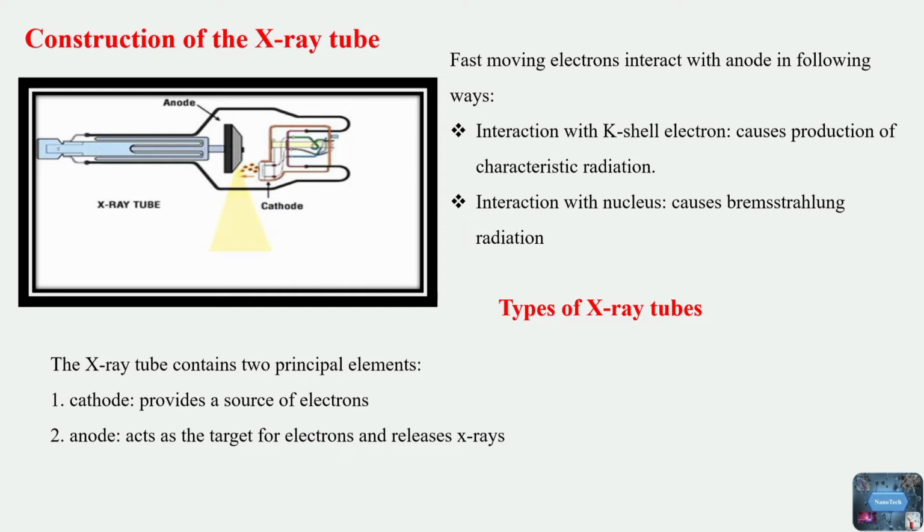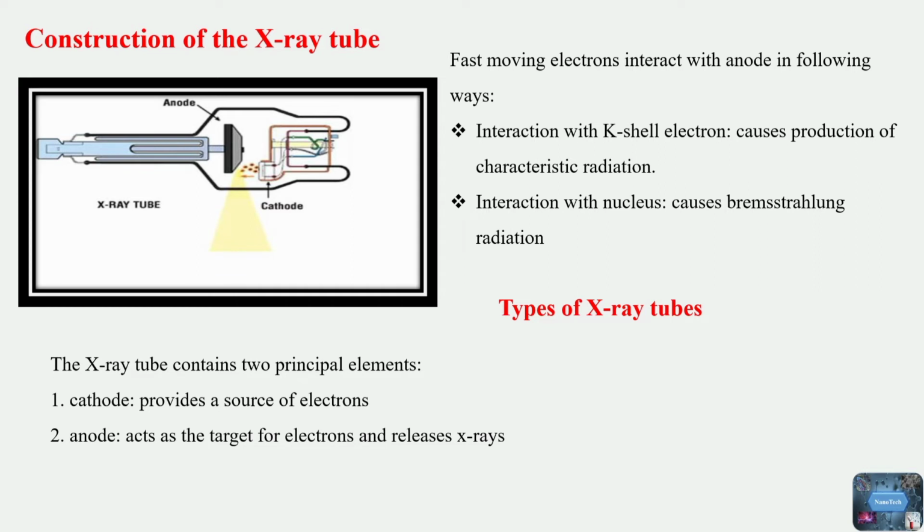The quality and the quantity of the X radiation are controlled by adjusting the electrical parameters: voltage or the potential applied to the tube, current that flows through the tube, and exposure time, usually a fraction of a second. Types of X-ray tubes. There are two major types of X-ray tubes: 1. Rotating-anode X-ray tubes. 2. Stationary anode X-ray tubes.